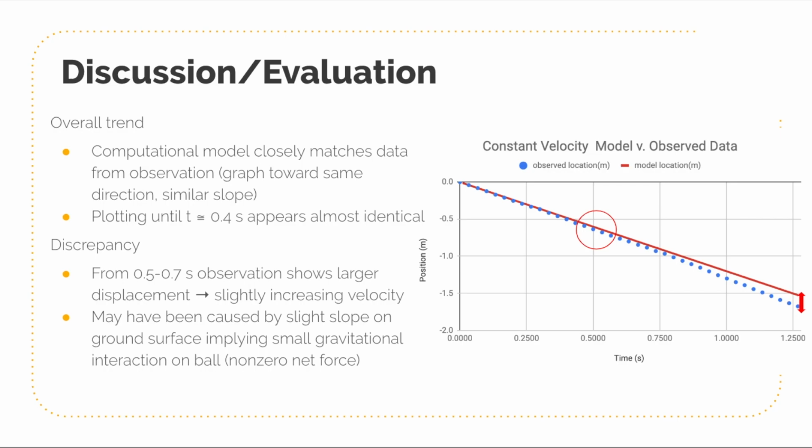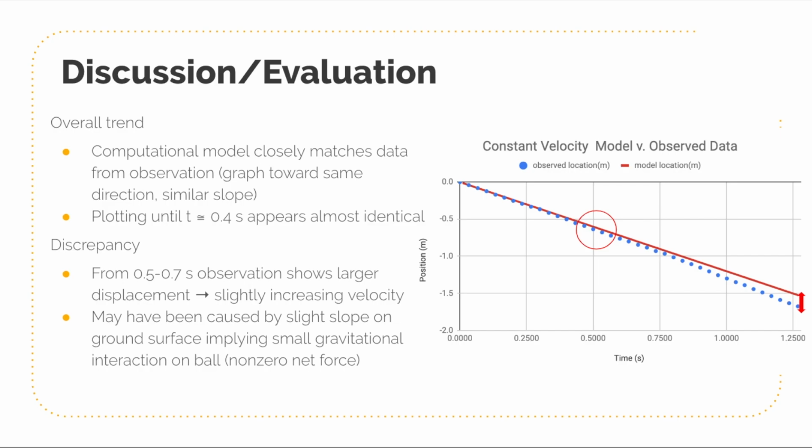Overall, the computational model appears to match the observed data very closely, indicating that Newton's first law significantly holds up during the motion observed. However, a discrepancy is observed beginning some point between time at 0.5 to 0.7 seconds, where the ball appears to travel in increasing position increments until the end of observation. This slight increase in velocity indicates a force applied on the ball, which is assumed to be gravitational attraction caused by the gradient of the ground surface the ball was rolled on.